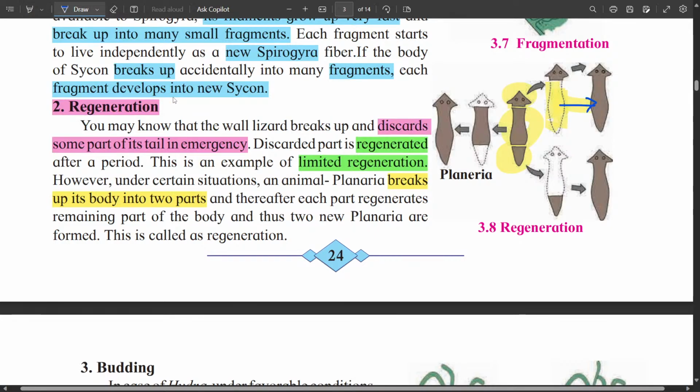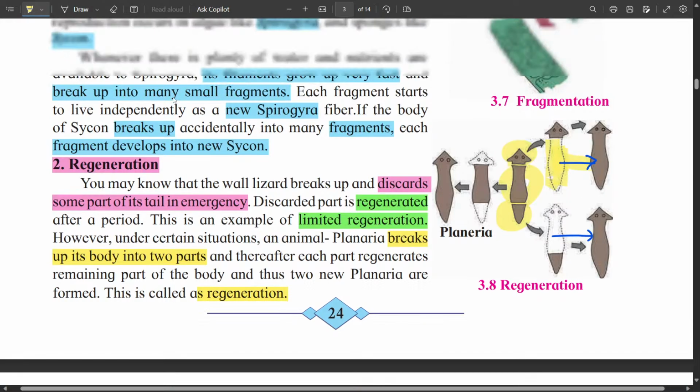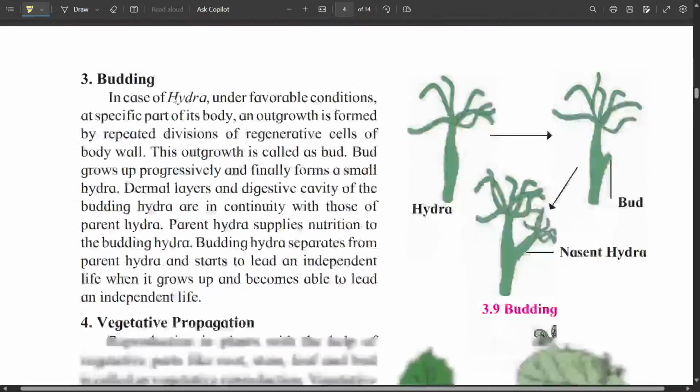Means the cells and tissues can be formed and two new entire planaria can be generated from those pieces. So regeneration is different than fragmentation. In regeneration, the cells are converted into tissues and tissues into organs. So this process can take place in some primitive multicellular organisms, and this process of reproduction is called regeneration. So first was fragmentation, second is regeneration.